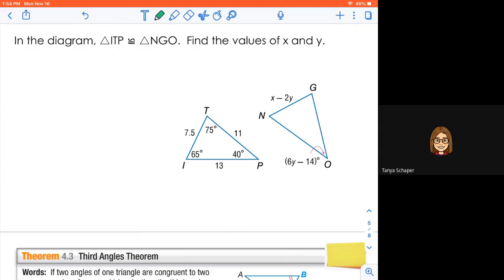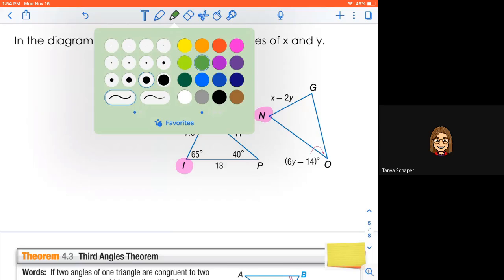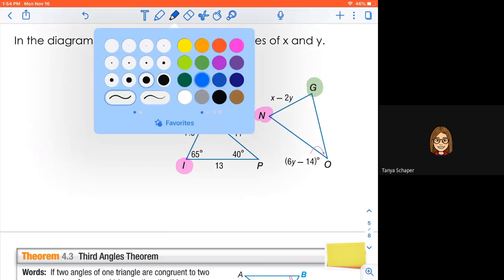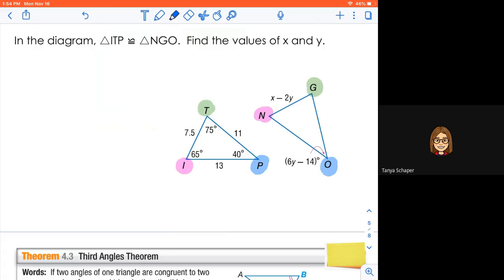So here we have 2 congruent triangles. It says that triangle ITP is congruent to triangle NGO. So here's what I do. Just to help me out, I and N correspond, and T and G correspond, and P and O correspond. I like to highlight it or maybe rewrite it so that it looks similar. I don't want anything playing tricks on my eyes, okay? And so that helps me see which parts are congruent because the corresponding parts are congruent.